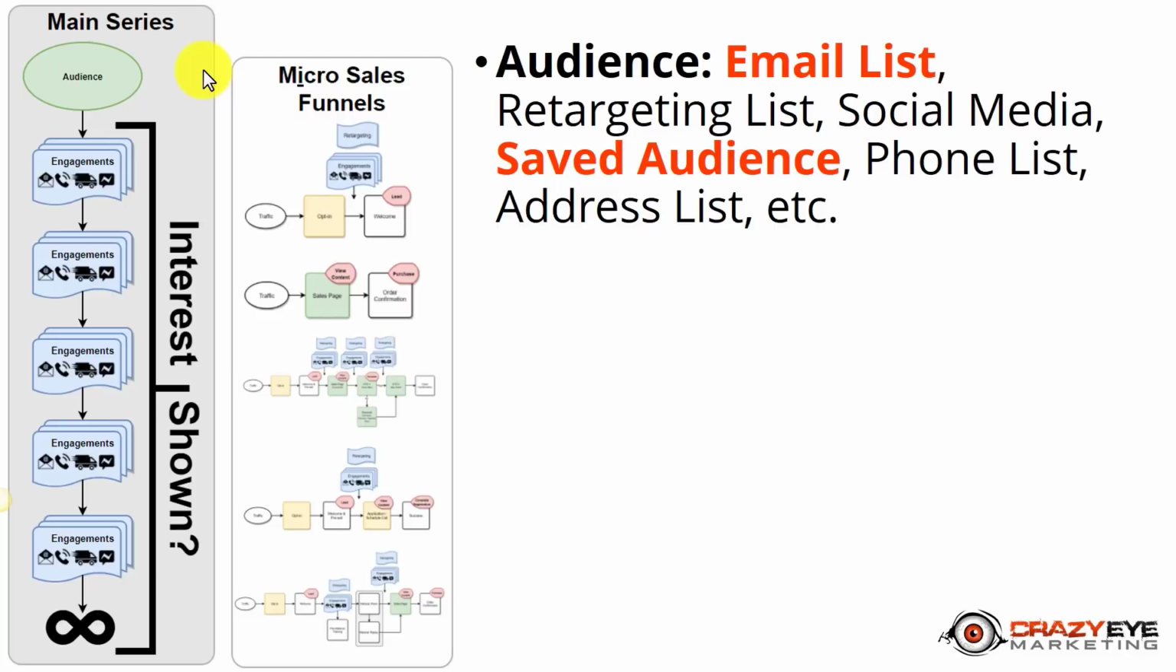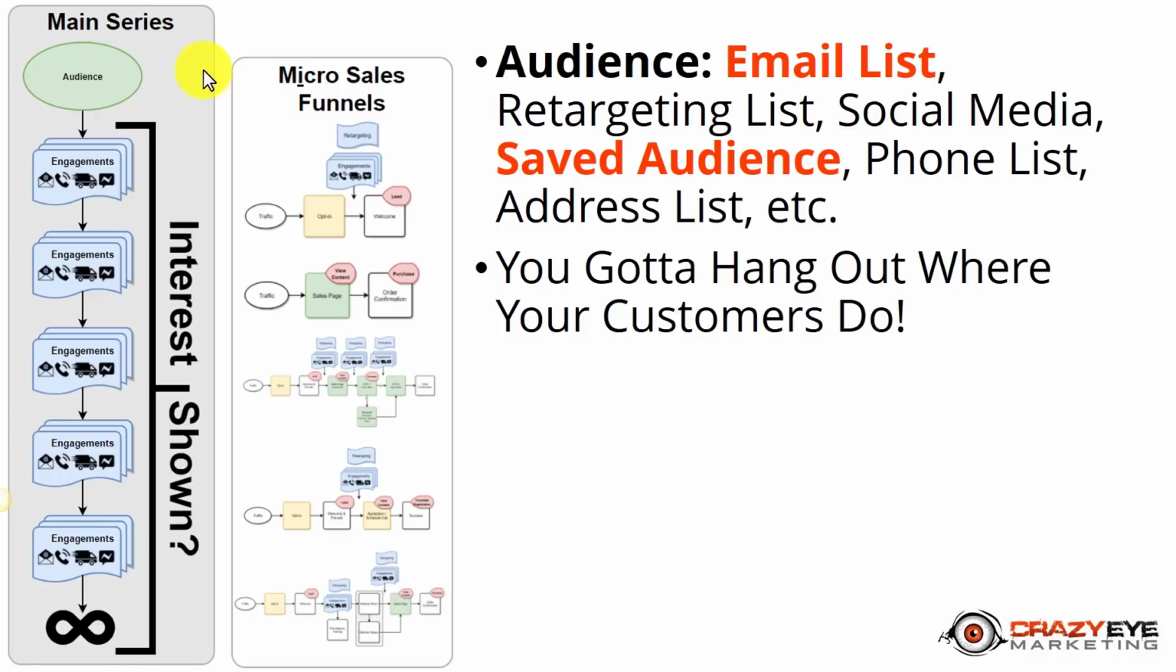But first, the number one rule of thumb is you got to hang out where your customers hang out. And 99.99% of the time, you can find at least a portion of your audience on Facebook. And just a couple rules of thumb when it comes to creating saved audiences on Facebook. When you build a national audience, you probably want between 1 to 5 million people. And with your local saved audiences, you probably want around 50,000 people.